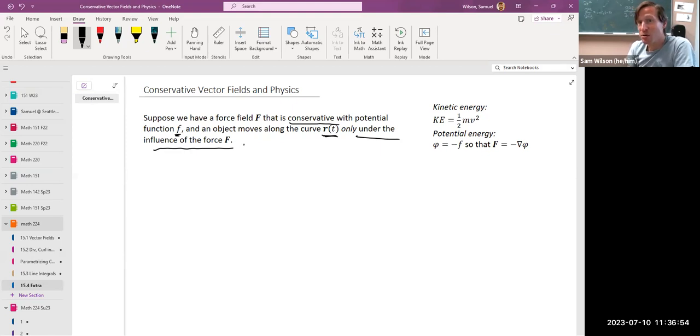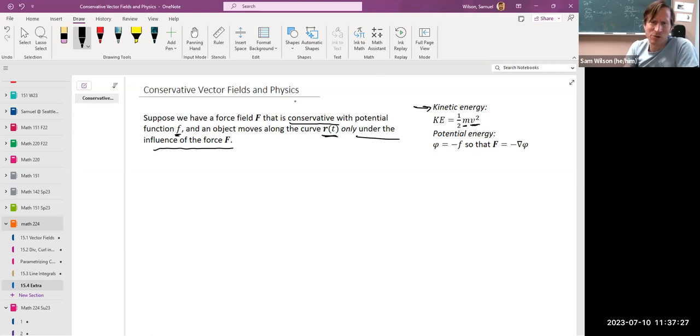Before we get started, a couple notes on some physics terminology. So in this kind of scenario, there are two kinds of energy that an object can have. One is kinetic energy, which is just the energy that something has by virtue of its motion. And it turns out that the formula for kinetic energy, which I won't justify, is 1/2 times the mass of the object times the square of the velocity of the object. So 1/2 mv squared is kinetic energy.